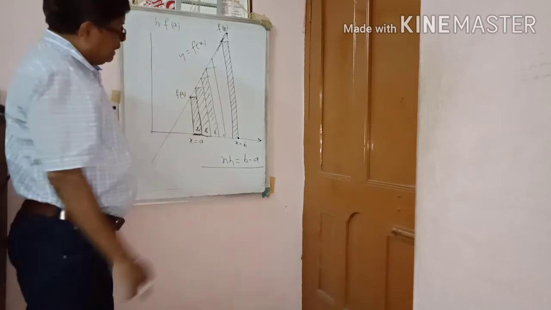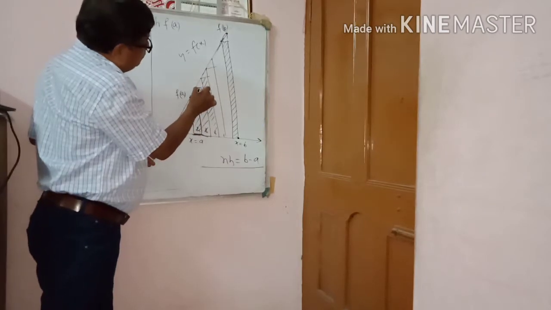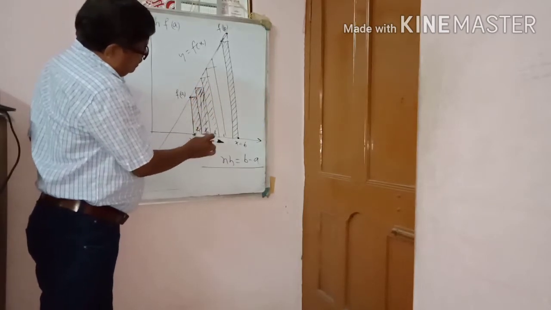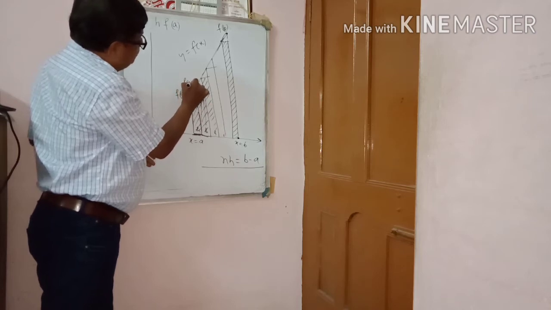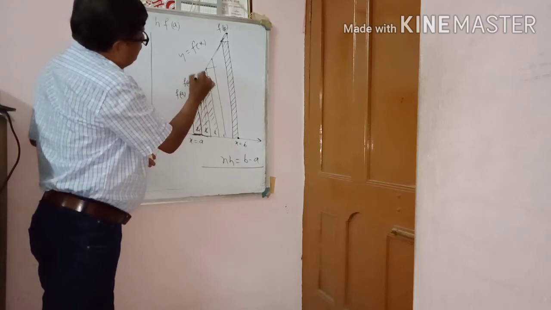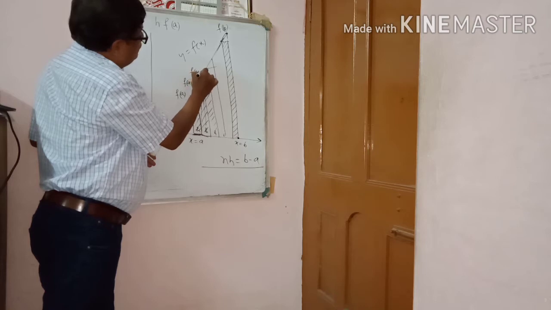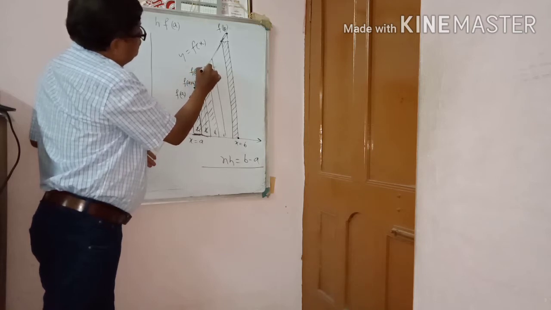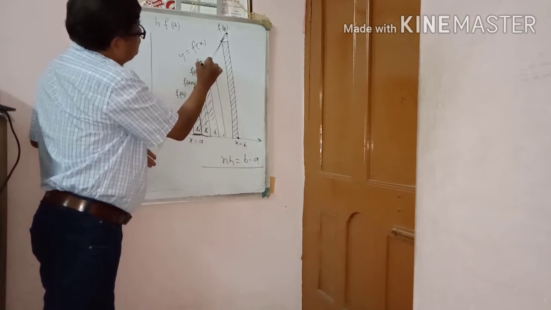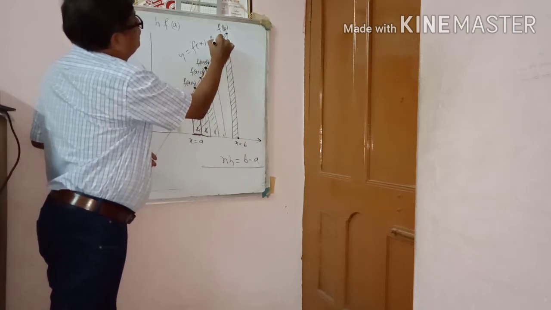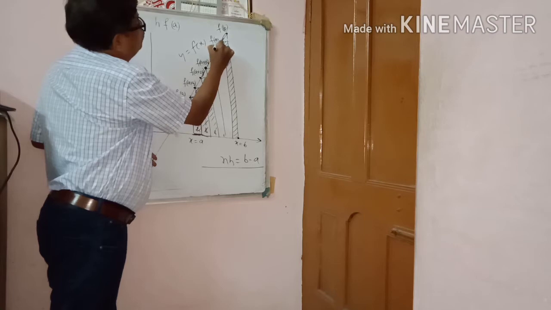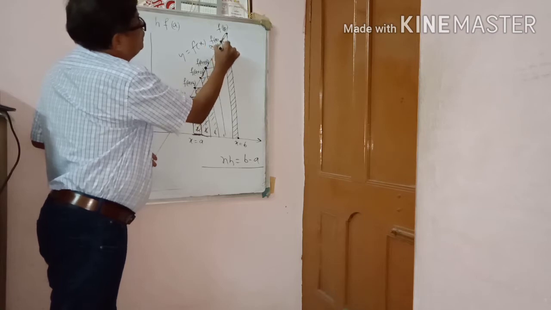Now find the area of the next part: h into f of a plus h. This is f of a plus h. This part is f of a plus 2h, and this part is f of a plus 3h, like that. This last part is f of a plus n minus 1 into h.